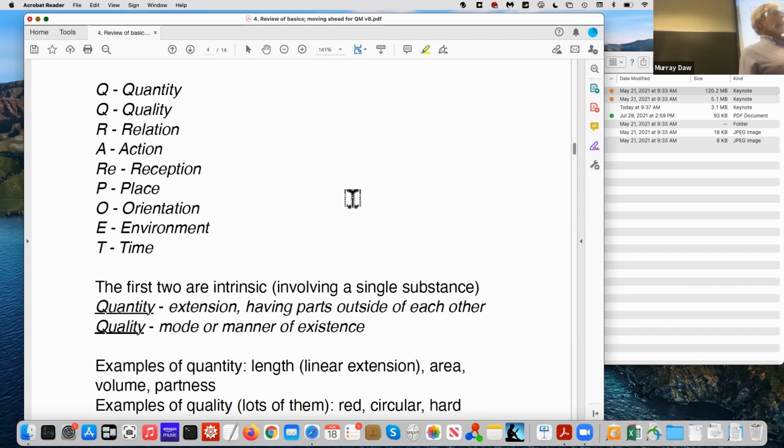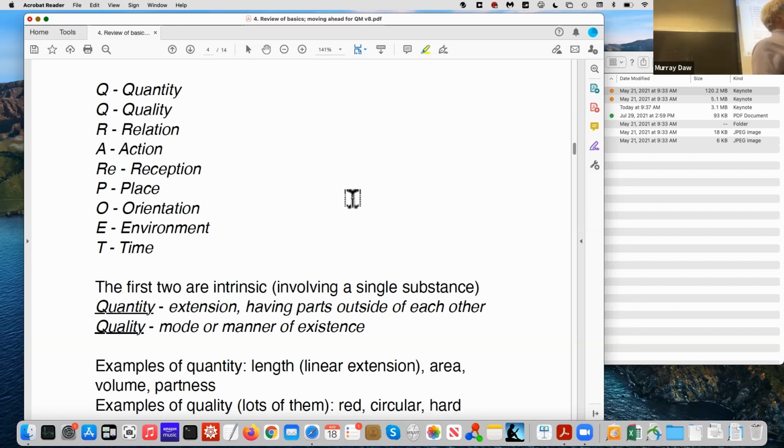Okay, so the first two, quantity and quality. So we can talk about properties of a substance, just the substance by itself, and we put them into two big categories. Well, the first one's actually not big. The second one is big. Quantity is very simple. Quantity is extension and having parts. That's the proper understanding of quantity.